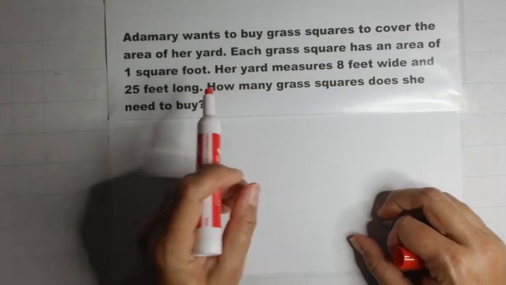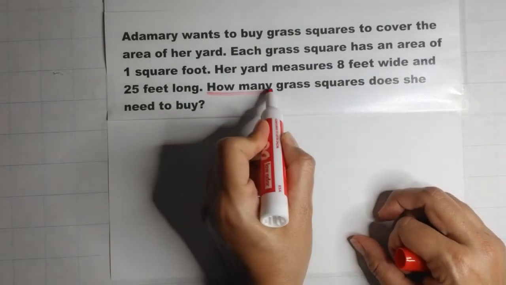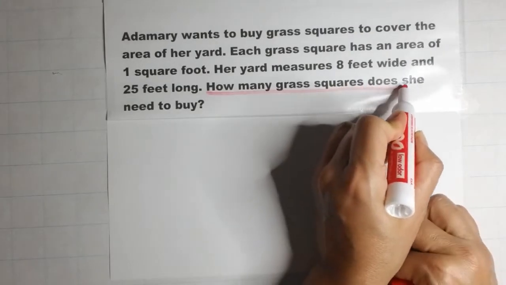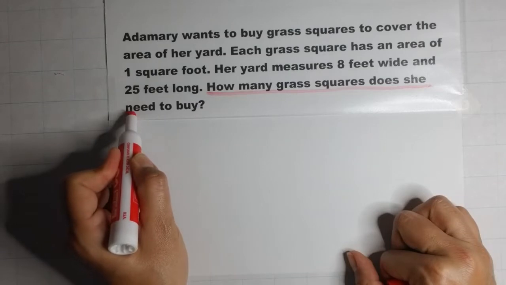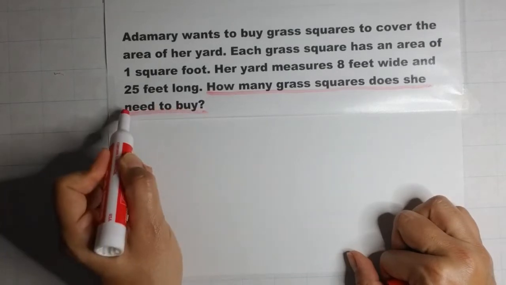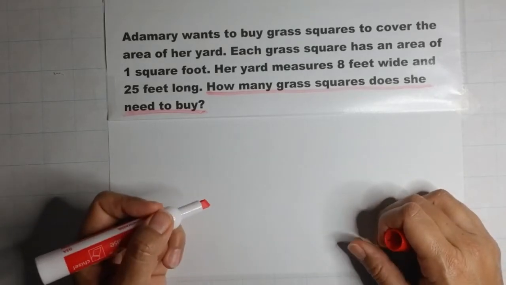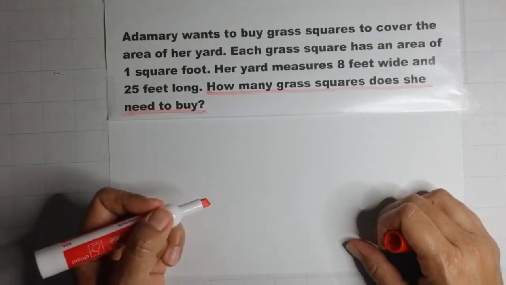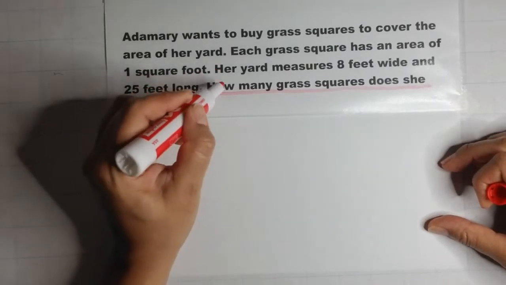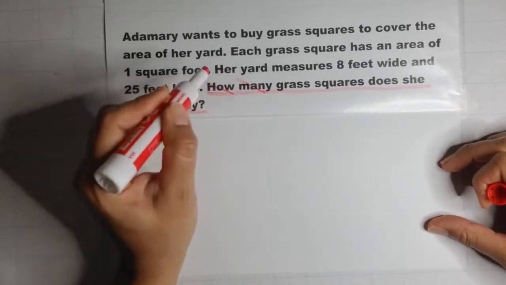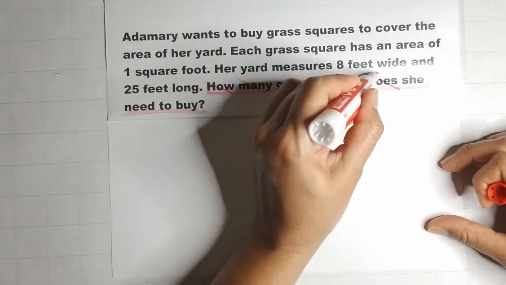After reading the problem, we have to underline the question because this is going to help us to focus on what we need to do. So the question is, how many grass squares does she need to buy? After doing this, we are going to use this question to write our answer statement. So to write the answer statement, we have to get rid of the question, which is how many, and we have to get rid of the auxiliary verb, which is does.